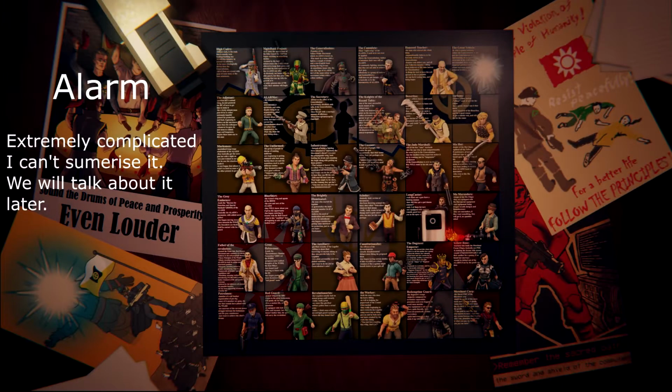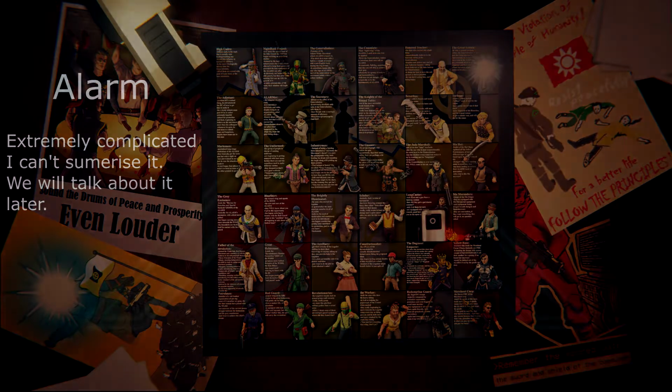Back on track, we have Alarm, who are extremely complicated to talk about. And I will not talk about them here. They need their own video to do them justice. If you want info right now, look at the wiki.